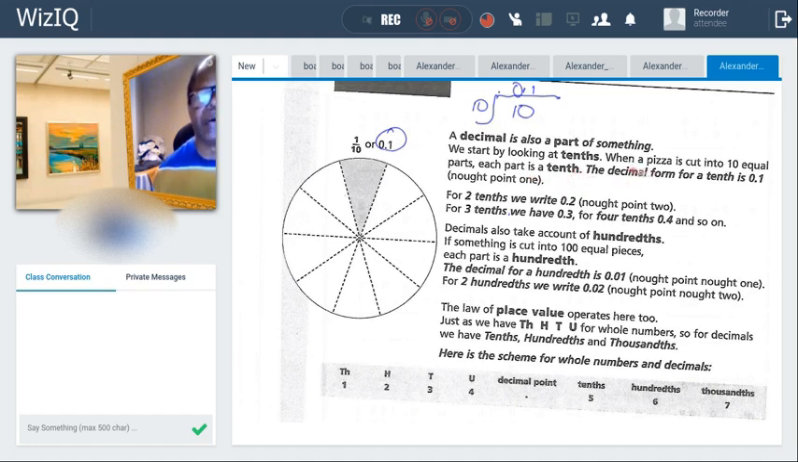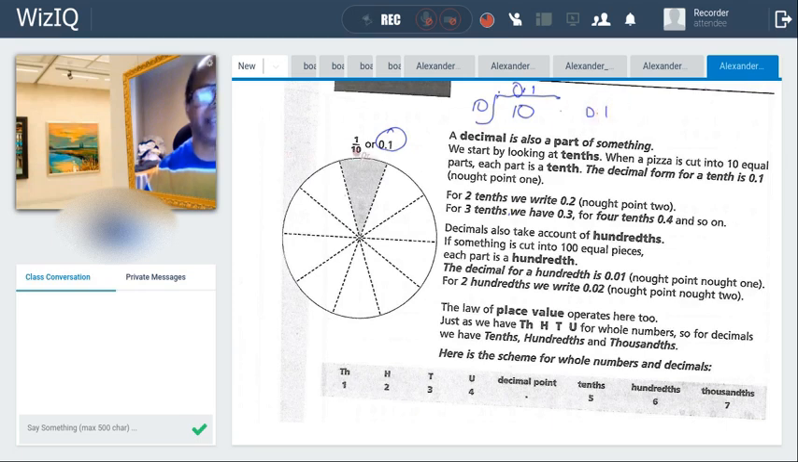Now, when a pizza is cut into 10 equal parts, each part is a tenth, which is 1/10. The decimal form of a tenth is 0.1. Now, for 2/10, we write 0.2. Now, the trick here is that you can also be asked to change this back to a fraction.